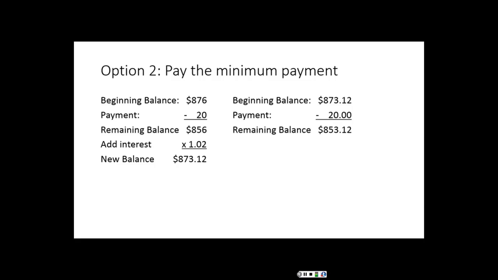Then I'm going to add interest to that amount. So again, it's 2% interest every month. So if I add 2% to what I already have, and I do it in one step, I'll multiply by 1.02. And now my new balance is $870.18.